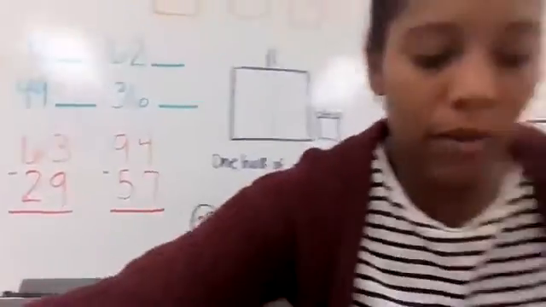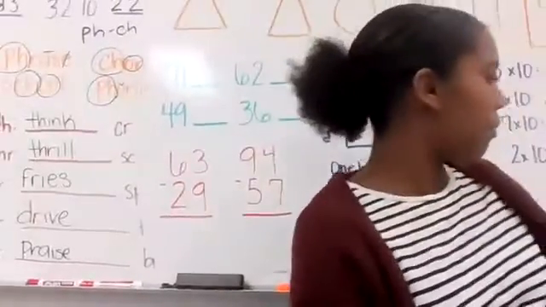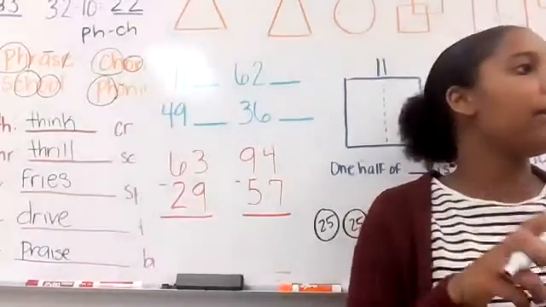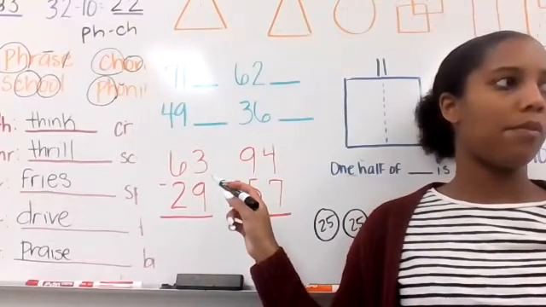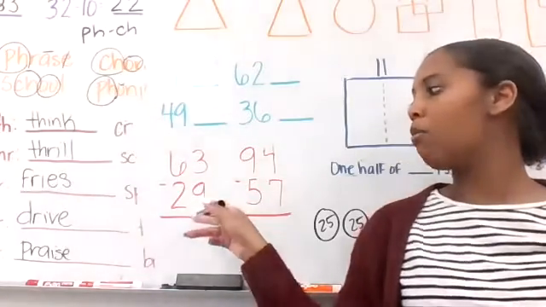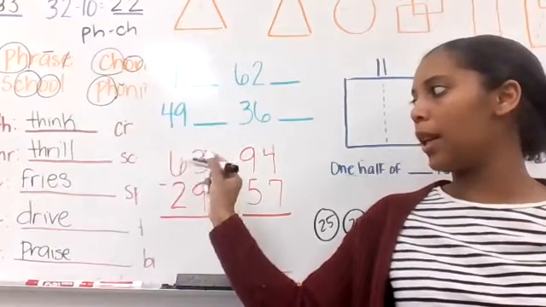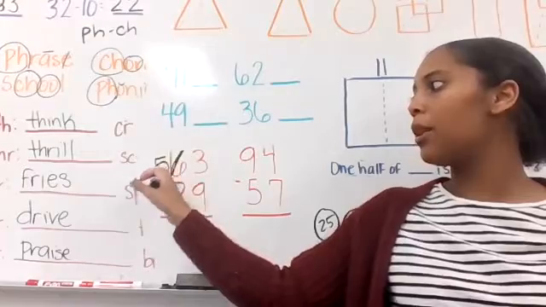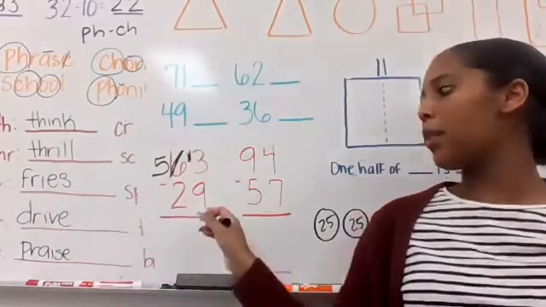All right, so let's go ahead and go over those two. All right, Carly, walk us through the first one. 63 minus 29. You can't take 9 out of 3, so what do I do? I need to take 10 from 63. This becomes 53. What do I do to the 10? Add it to the 3, it becomes 13. So now I can subtract 13 minus 9.